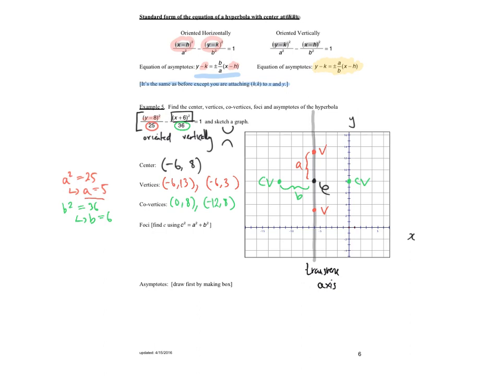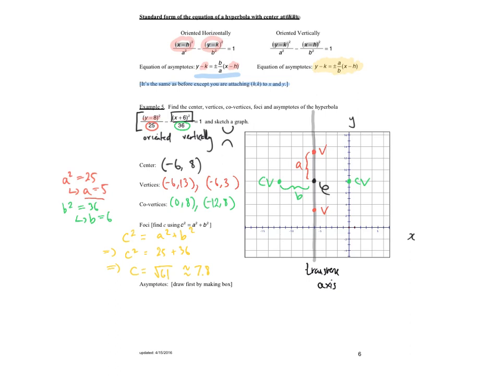What about our foci? Well, we need to know what c is. Using our old relationship, c squared is a squared plus b squared. Substituting, we get c squared equals 25 plus 36. So c is root 61, which is roughly 7.8.